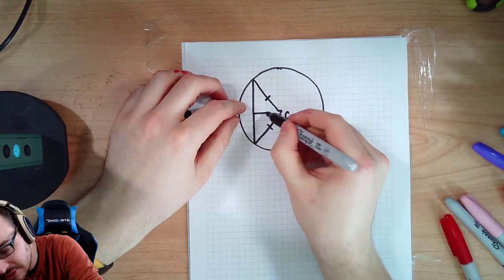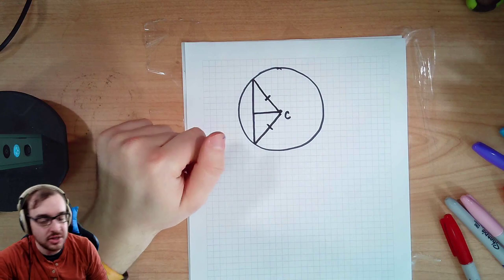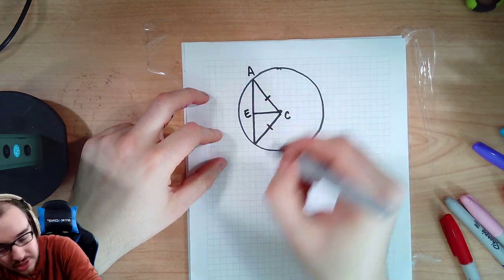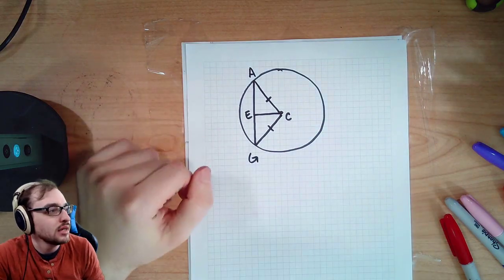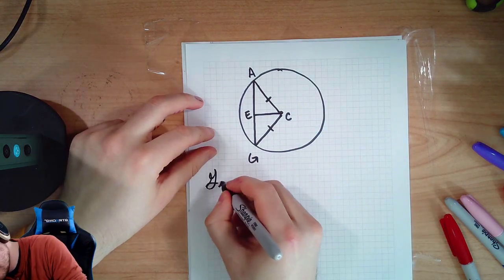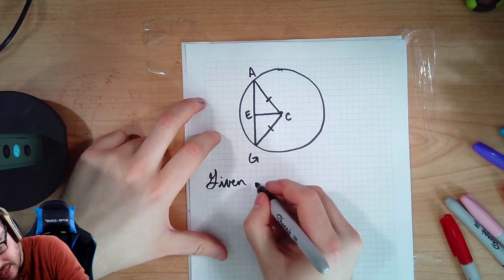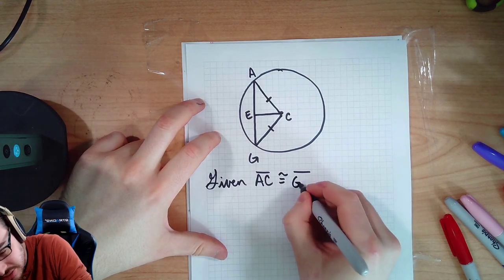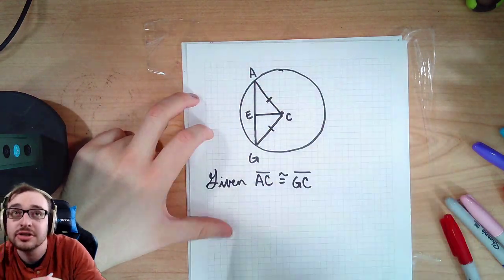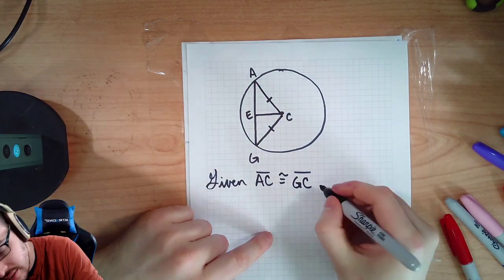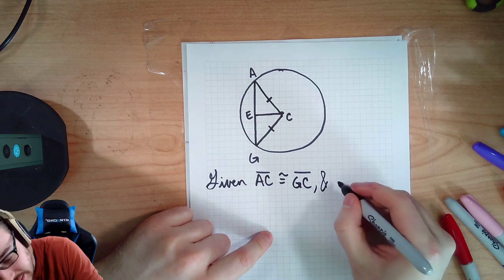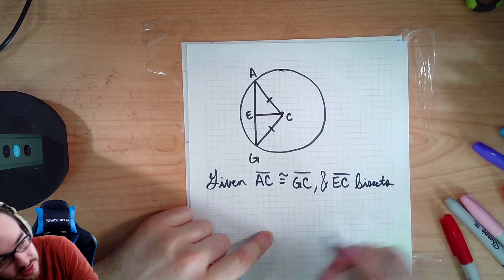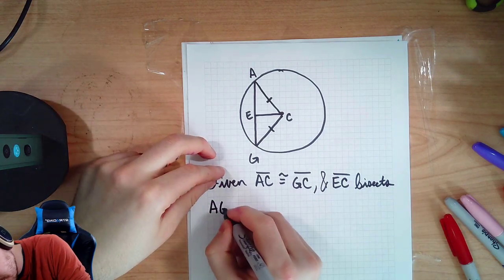And then they give us this. So here's what they say. This is point A, this is point E, this is point G, and that's point C. So they say this, given that AC is congruent to GC. So they gave us that, AC and GC, from the diagram. And EC bisects, this is really important, we need to talk about this, bisects AG.